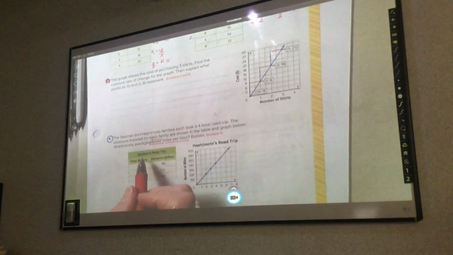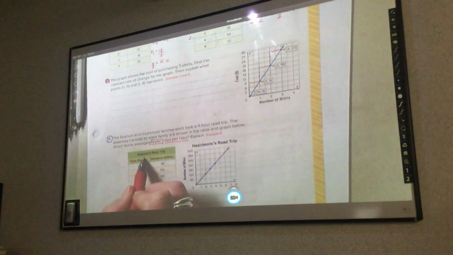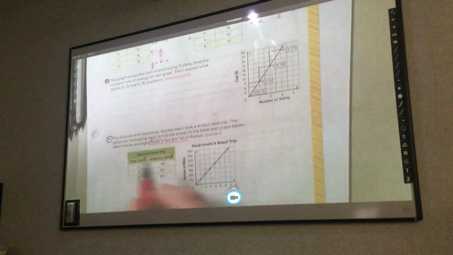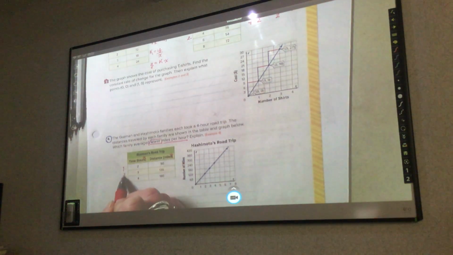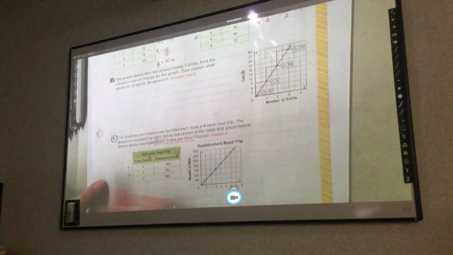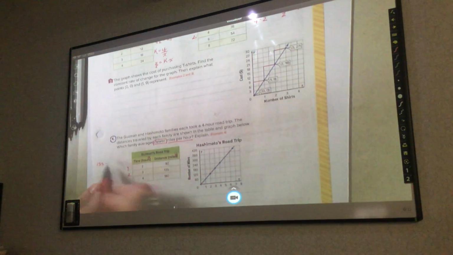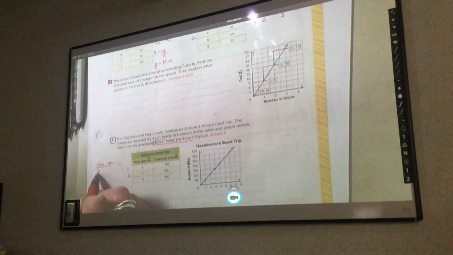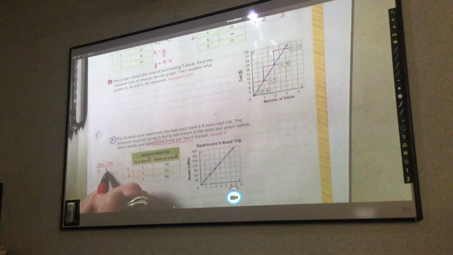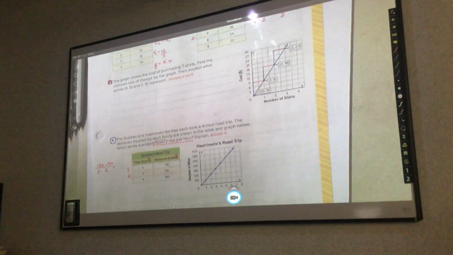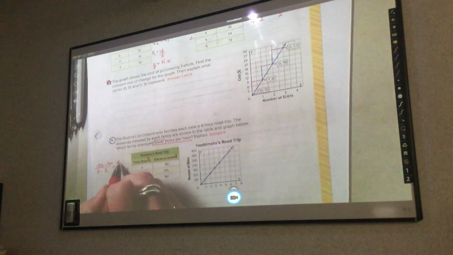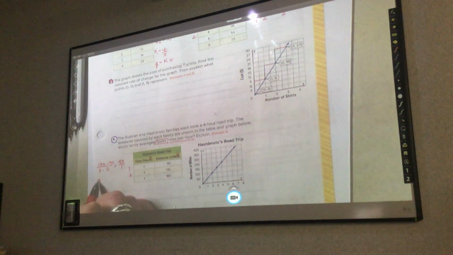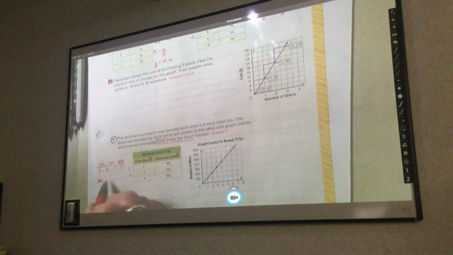So I'm going to start with the Guzmans. I'm going to say this is X, this is my Y. These are points number 1, these are points number 2. So y2 is 135, minus y1 is 90, over x2 is 3, minus x1 is 2. 135 minus 90 is 45, over 1. So they are 45 miles per hour. I don't know why I put a dollar sign.